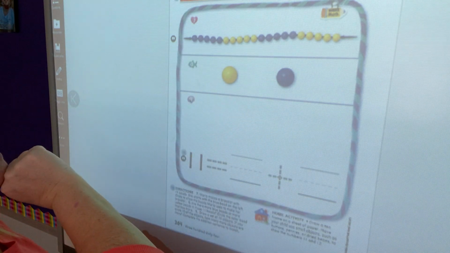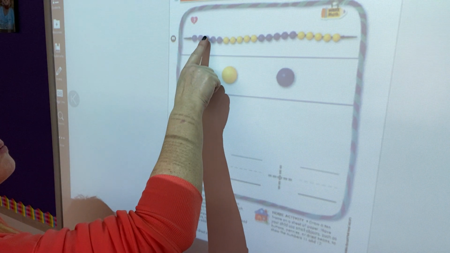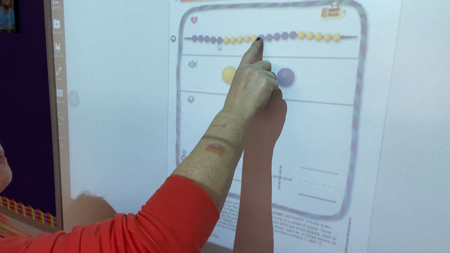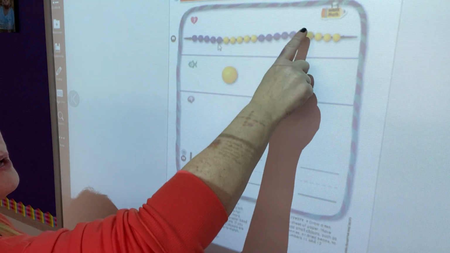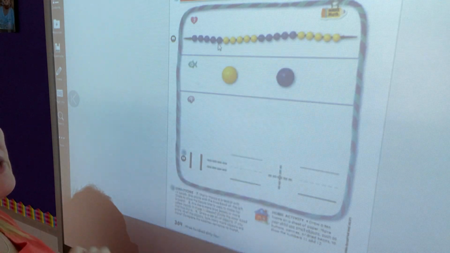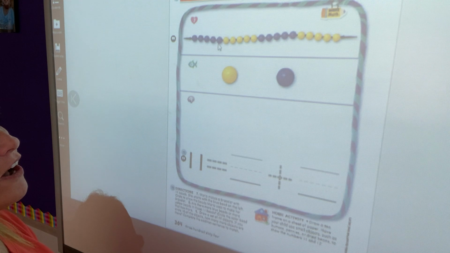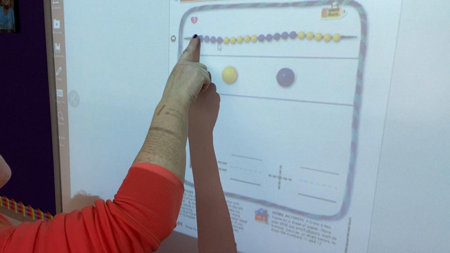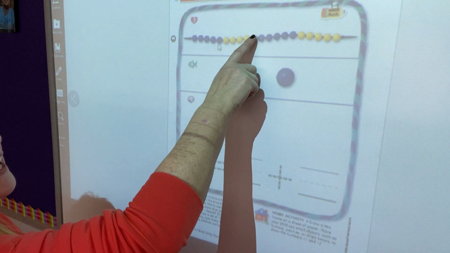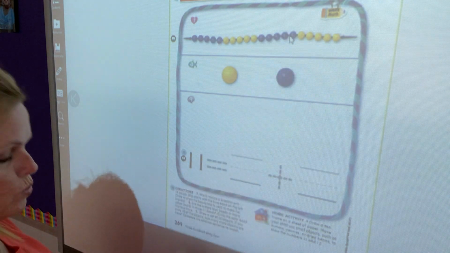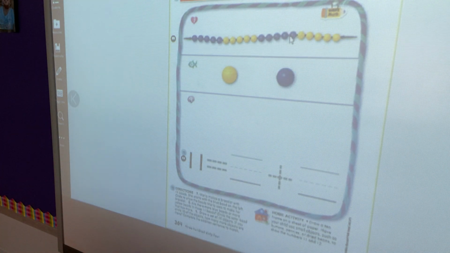As a matter of fact, let's look at a pattern here. 1, 2, 3, 4, 5 blue. 1, 2, 3, 4, 5 yellow. 1, 2, 3, 4, 5 blue. 1, 2, 3, 4, 5 yellow. We could count by 5s to figure out how many there are. Let's see. 5, 10, 15, 20. There are 20 beads on that string.